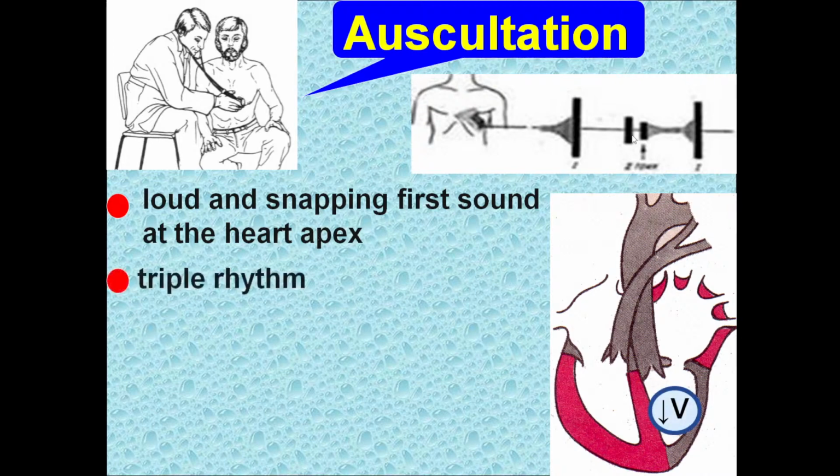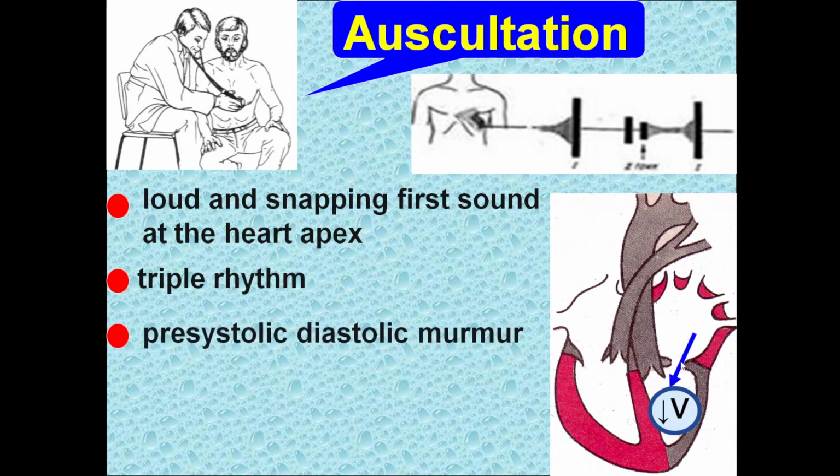Then we hear an additional stroke, which is characteristic for triple rhythm. We hear the sound of the opening mitral valve, because its elasticity decreases, plus increased pressure in the left atrium. And the main characteristic of mitral stenosis is presystolic diastolic murmur. After the second sound, we hear a murmur intensified to the end of diastole, the presystolic murmur, which is audible turbulent movement of blood. It is more intensive at the end of the diastolic period due to presystolic contraction of the left atrium, which pushes delayed blood through the narrow orifice.